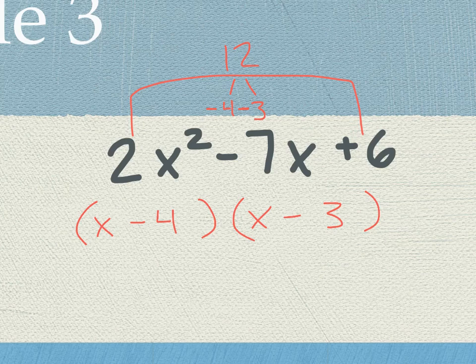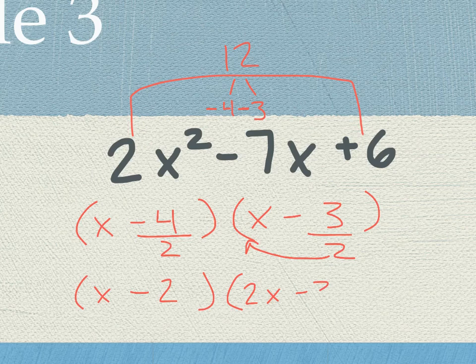Now what do we do? Divide the numbers by 2. Can we simplify x minus 4 over 2? Yeah. What do we get? X minus 2. And can we simplify x minus 3 over 2? No. So what do we do? We move the 2 to the front, so we get 2x minus 3. Ready for the next one?